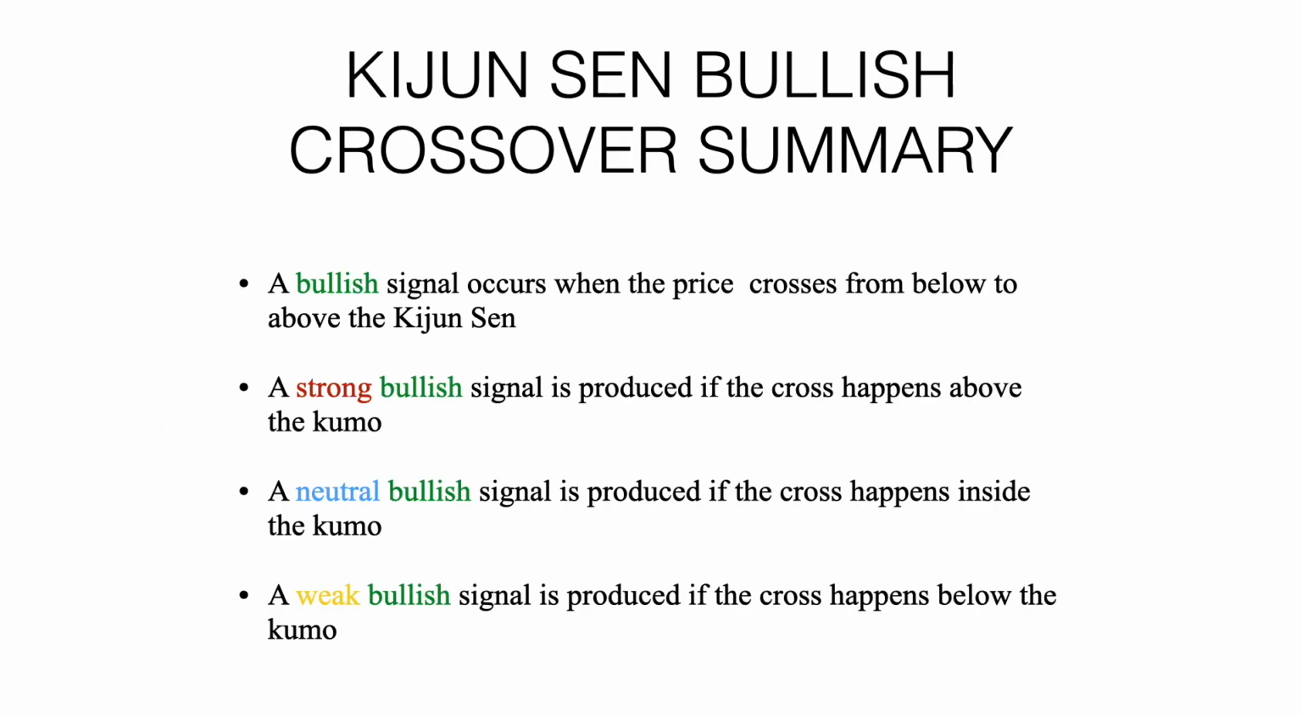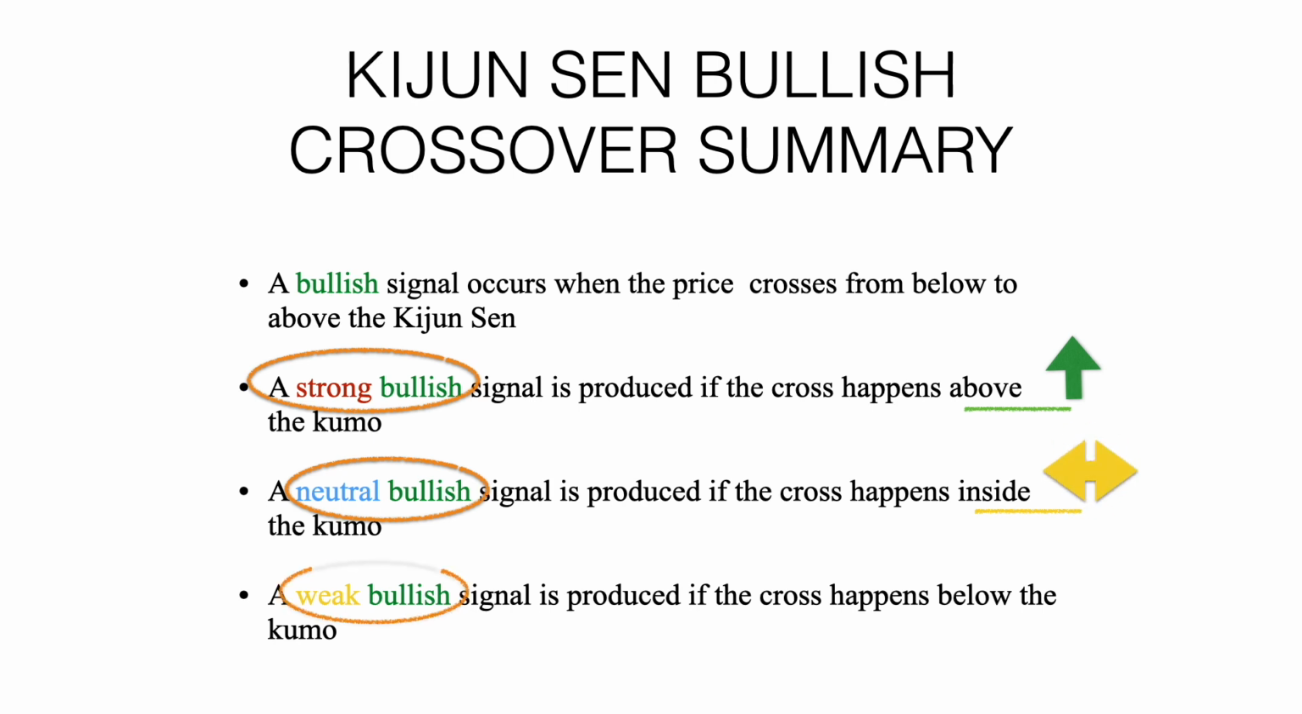So in summary, a bullish signal occurs when the price crosses from below to above the Kijunsen. A strong bullish signal is produced if the cross happens above the Kumo. A neutral bullish signal is produced if the cross happens inside the Kumo. And a weak bullish signal is produced if the cross happens below the Kumo.